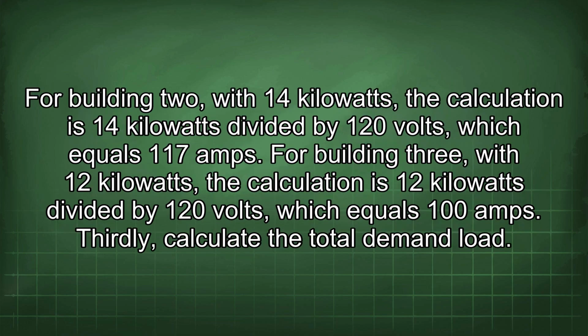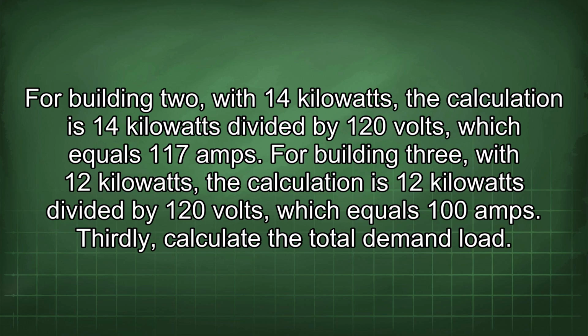For building 2, with 14 kilowatts, the calculation is 14 kilowatts divided by 120 volts, which equals 117 amps. For building 3, with 12 kilowatts, the calculation is 12 kilowatts divided by 120 volts, which equals 100 amps.